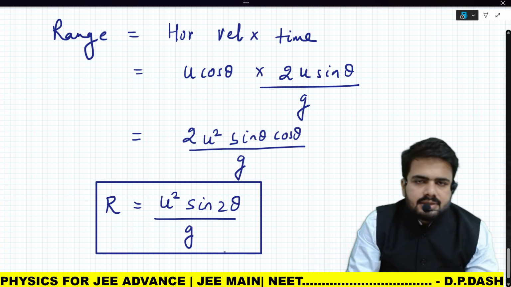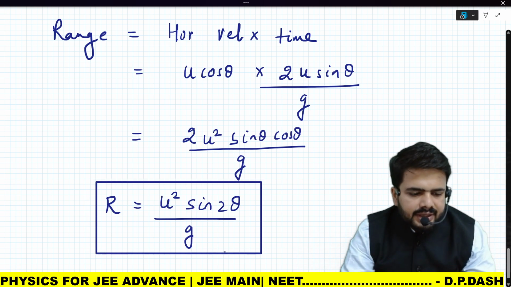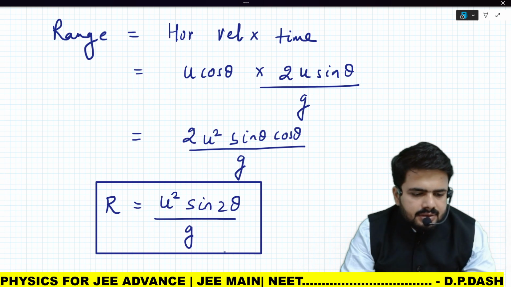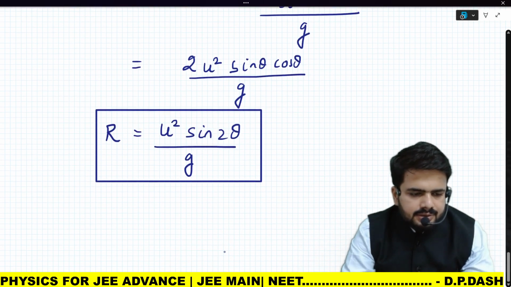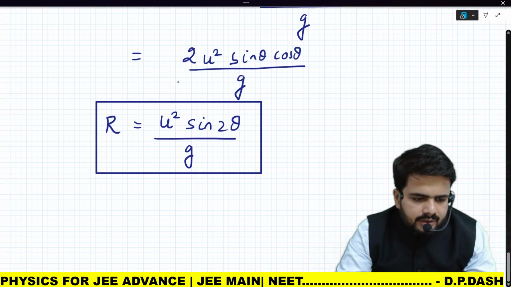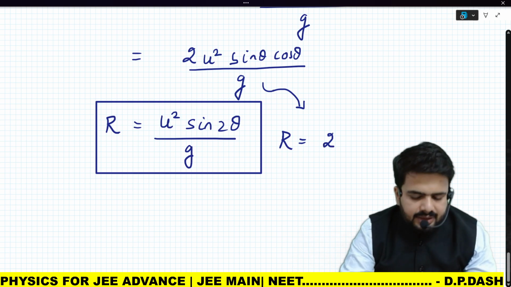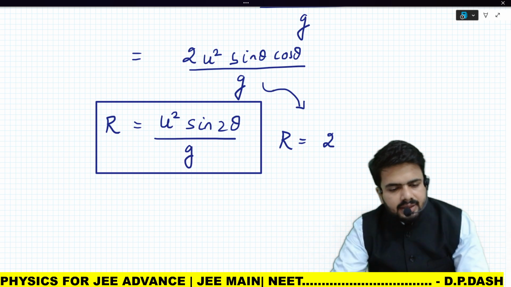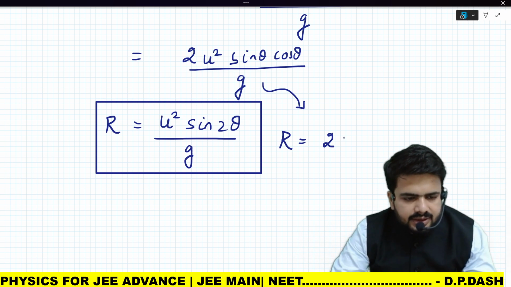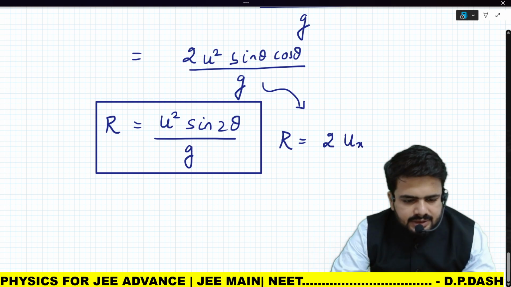This is what we call range. This is the formula for range. It can also be written as range equals 2 into u sin theta and u cos theta, that is u x into u y, by g.